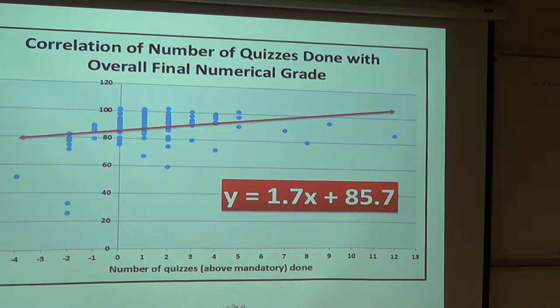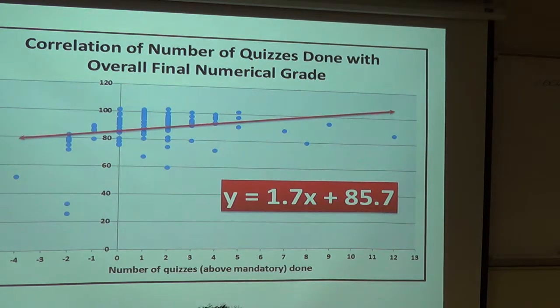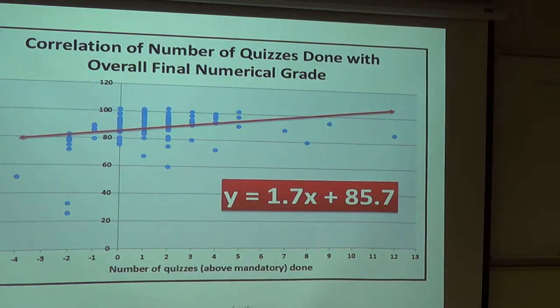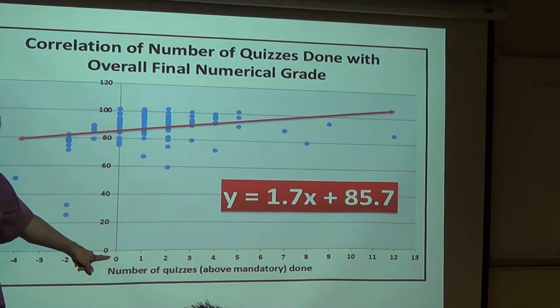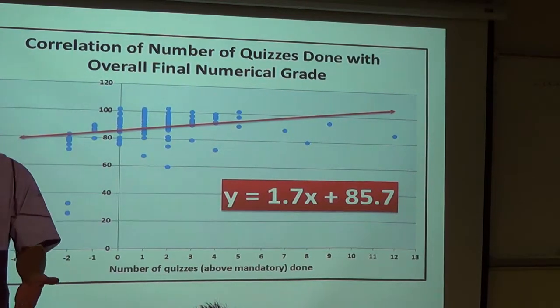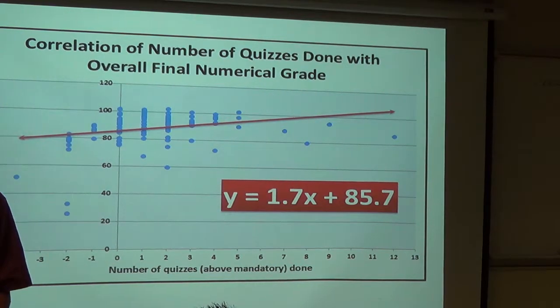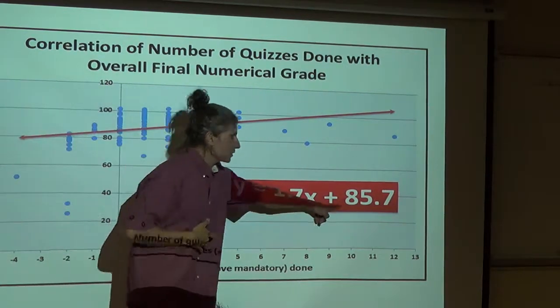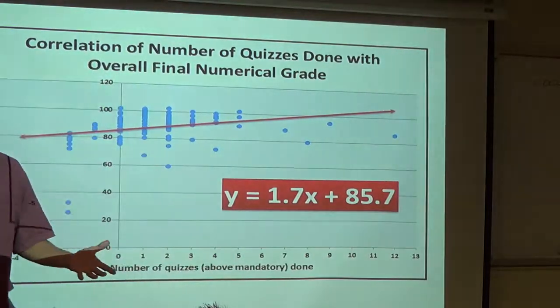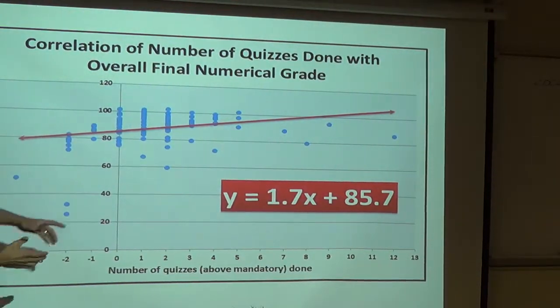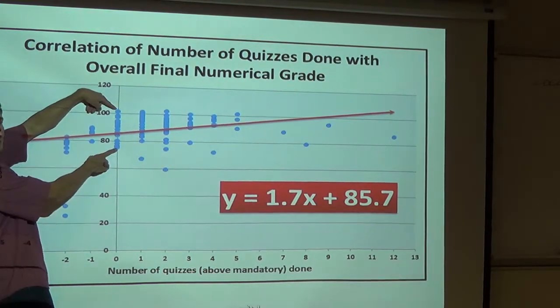Where it crosses the y-axis, right? So it's when x equals 0. When x, which is the number of quizzes above mandatory, equals 0, which means you have done 10 quizzes, no extra, on average, the students get 85.7. That's pretty damn good. You do exactly what you got to do. On average, it's 85.7. Now, of course, there's also spread to that, yes?